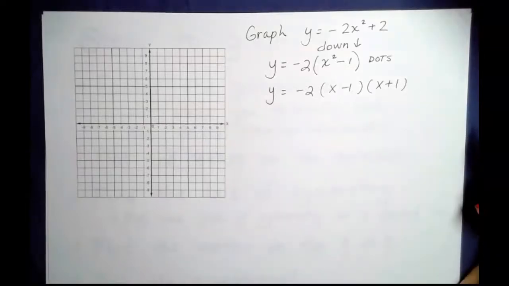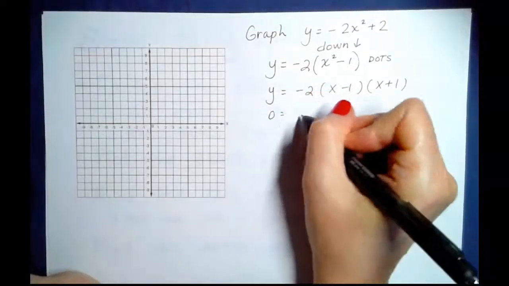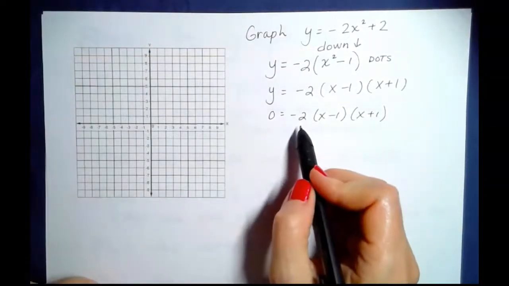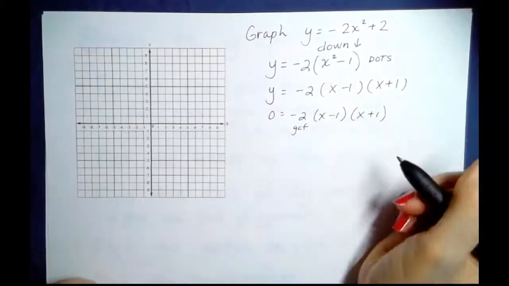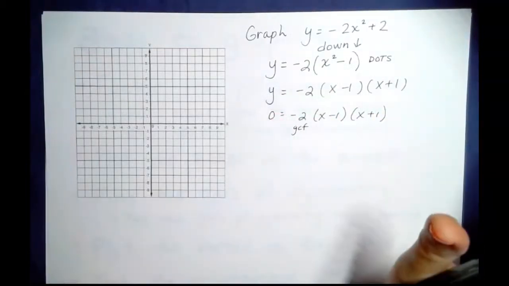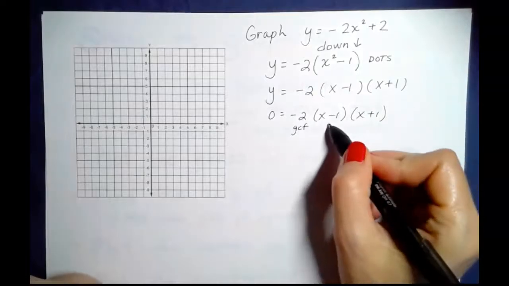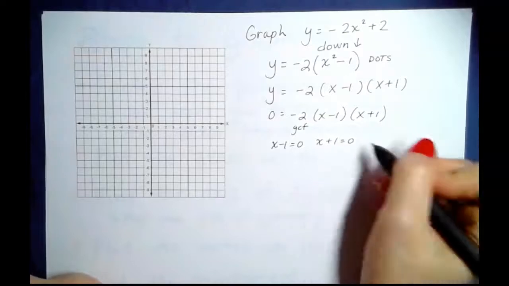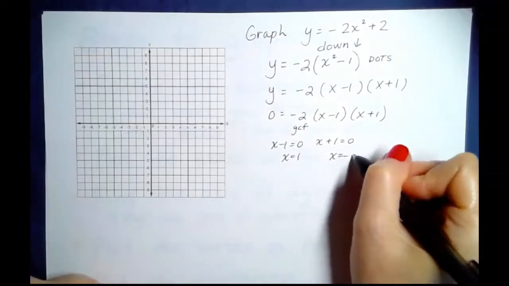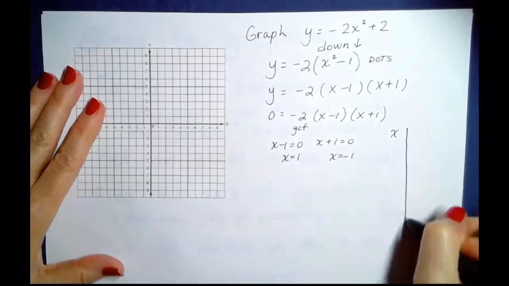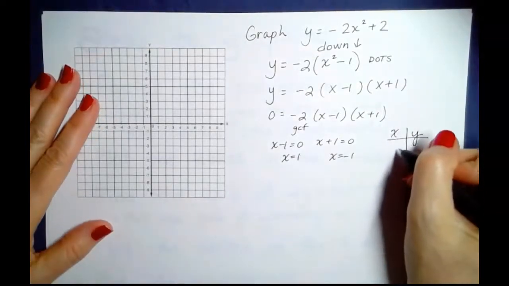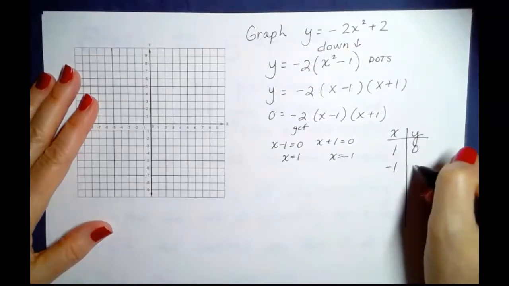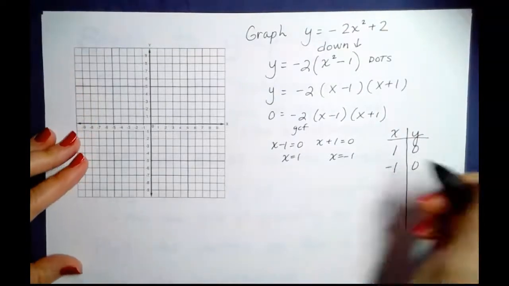Now that it is completely factored, we can set it equal to 0 and we can find the x-intercepts. In the previous video, I told you that if we take out an integral greatest common factor, we do not need to set it equal to 0. Just the binomial factors. So x minus 1, x plus 1 equals 0. X equals 1, x equals negative 1. Those two values give us our first 2 points. When x equals 1, y equals 0. When x equals negative 1, y equals 0. Let's plot those points.